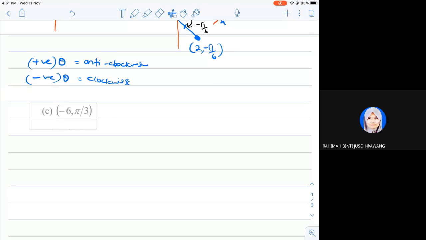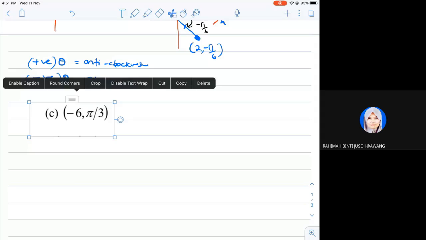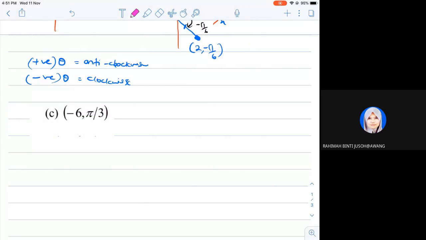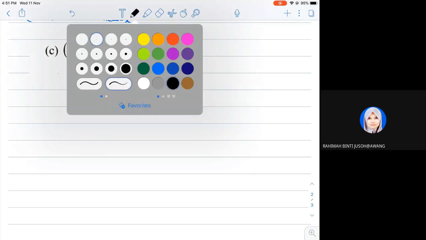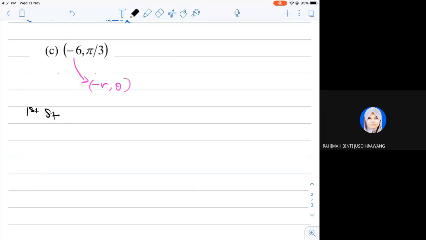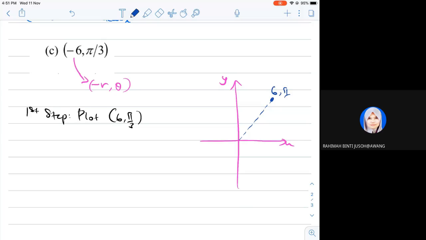C. Alright, now this r is negative. Okay, look here. We have negative r, theta. So first we need to plot positive. First step, plot 6, pi over 3. So the location should be in x and y, 6, pi over 3. Here, first quadrant. Somewhere here. Okay, 6, pi over 3.